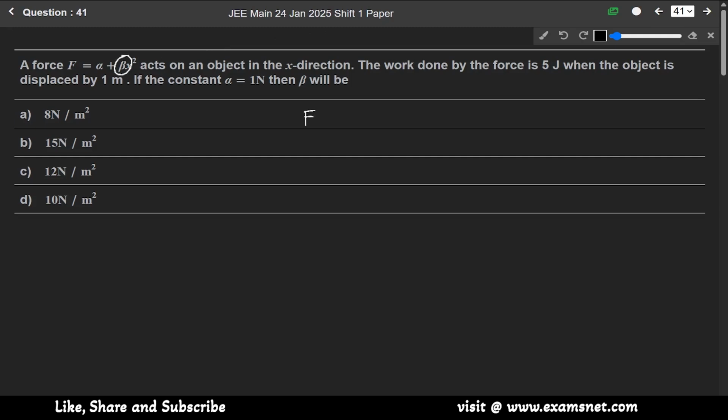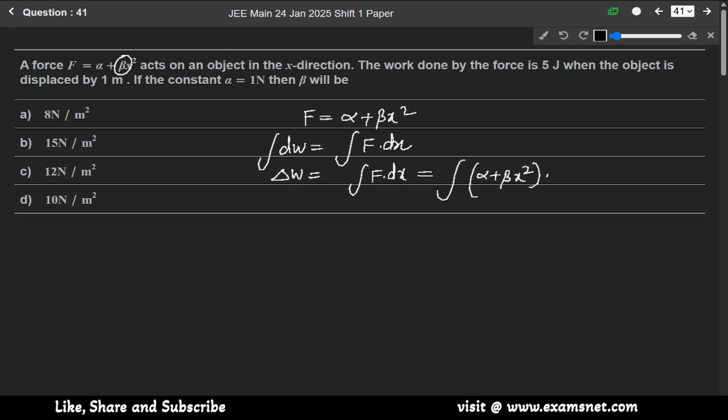So we are given force equals alpha plus beta x square. And we know that work done is equal to the integration of F dot dx. It means the integration of alpha plus beta x square dx. So work done will be alpha x plus beta x cube over 3 when we integrate it from 0 to 1. So it will be alpha plus beta by 3, and this work done is equal to 5 joule.